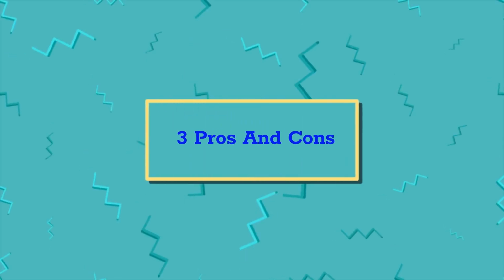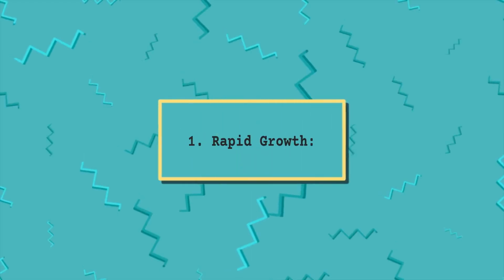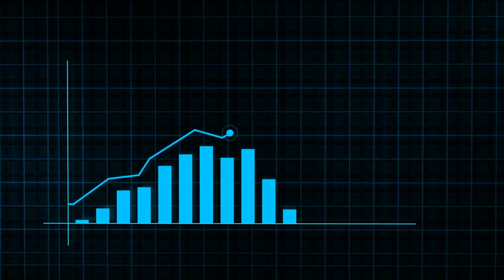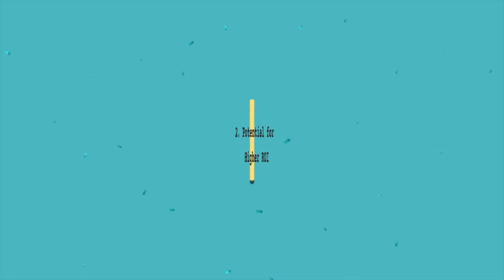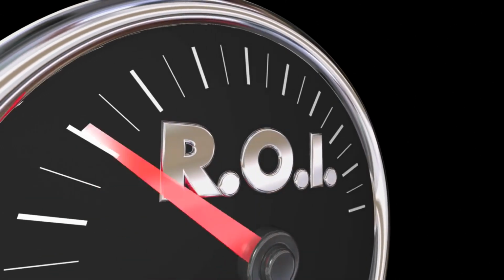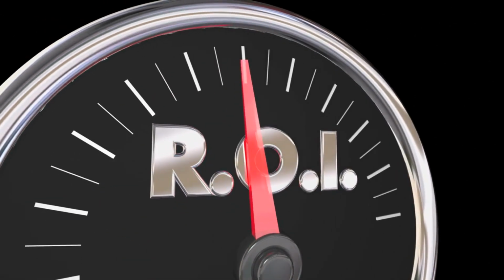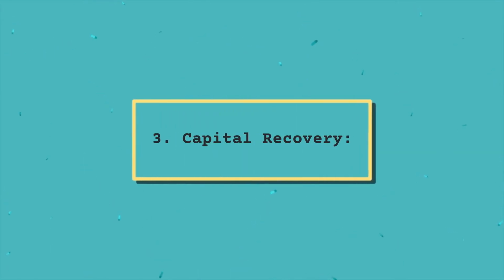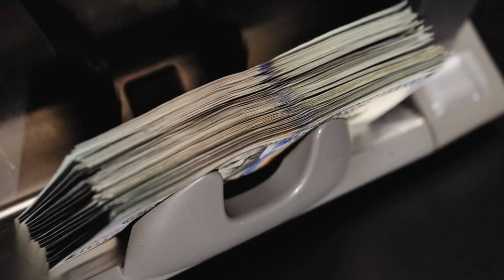Now let's talk about 3 pros and cons of both of these methods. BRRRR method. Pros. 1. Rapid growth. Allows for quick expansion of your real estate portfolio by reinvesting the capital in subsequent properties. 2. Potential for higher ROI. By purchasing properties under market value and rehabbing them, there's potential for a higher return on investment. 3. Capital recovery. Refinancing can allow you to recover most or all of your initial investment, freeing up capital for other opportunities.